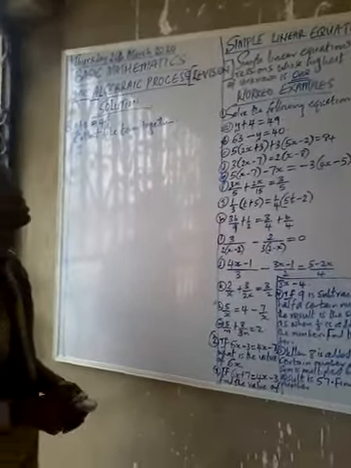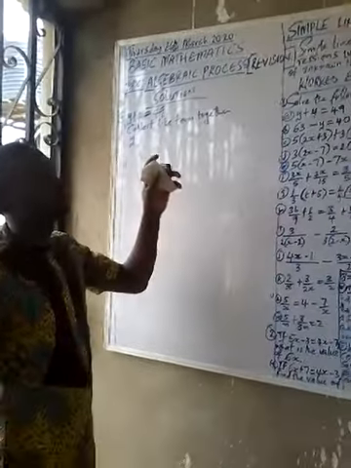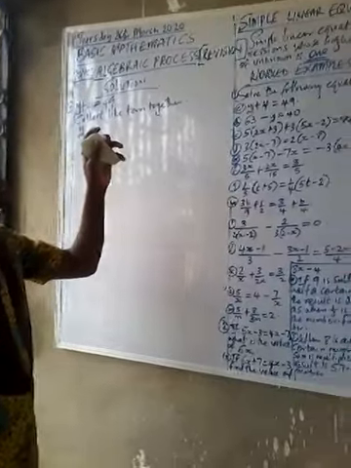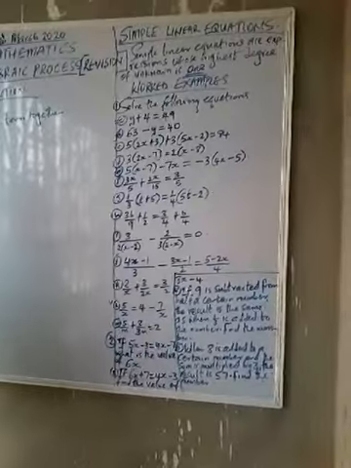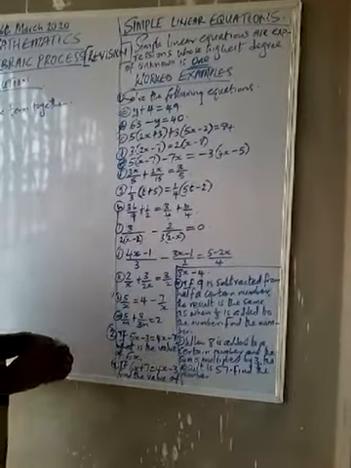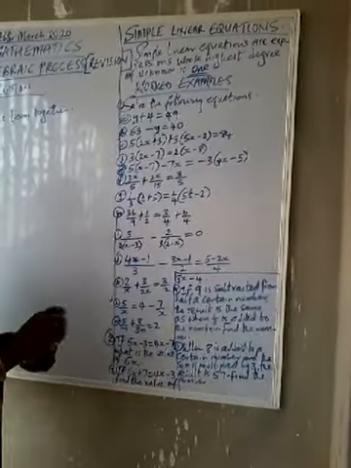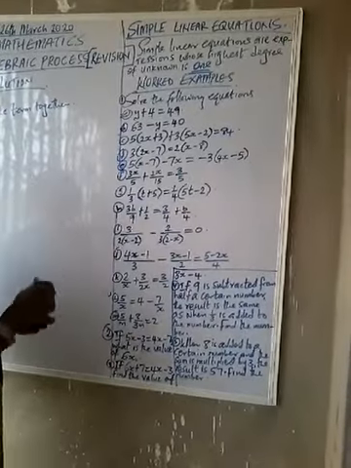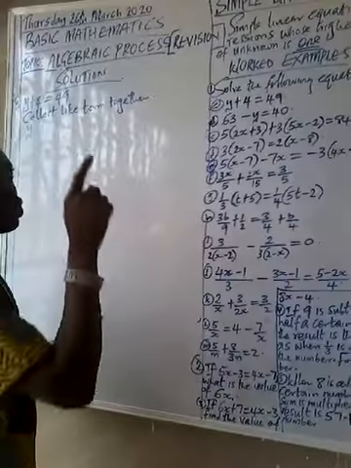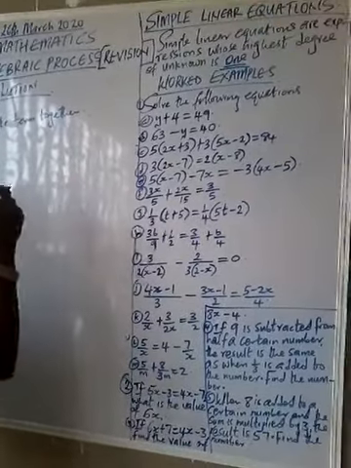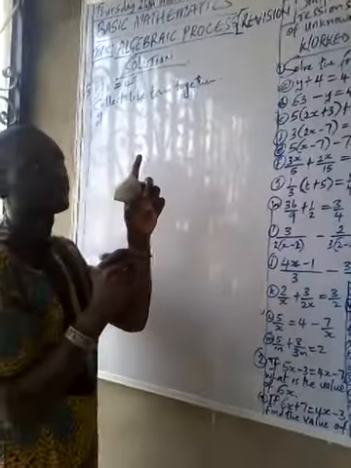I welcome you back to class, back to our topic of discussion for the day. That is simple linear equations. Simple linear equations are expressions whose highest degree of unknown is 1. Two keywords there: there is an unknown, and then the highest degree of that unknown is 1.